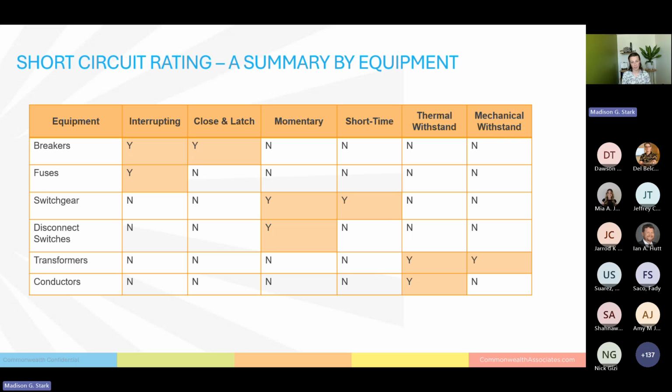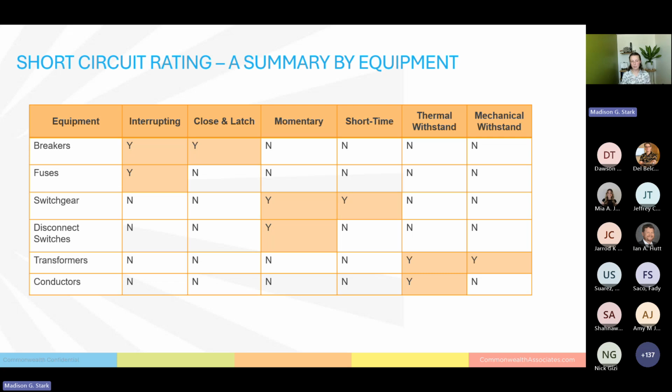Transformers, you should get both a mechanical withstand and a thermal withstand. It's important to evaluate both of them. You don't typically get an actual short time rating or momentary rating for them, but you still need to understand how that overcurrent affects the thermal capabilities and the mechanical capabilities of the transformer.